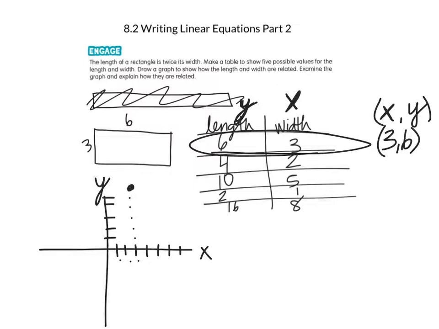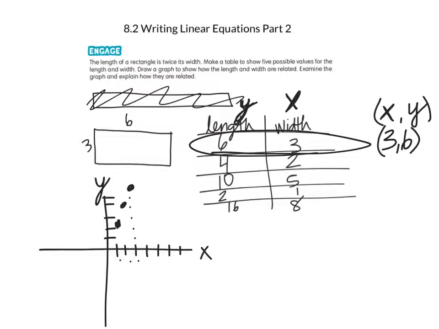I could make another point for (2, 4). I would go over 2 and up 4, and that would be another point. I can't on this graph show (5, 10) or (8, 16) because I didn't make it big enough. I could show (1, 2), and that would be right there.